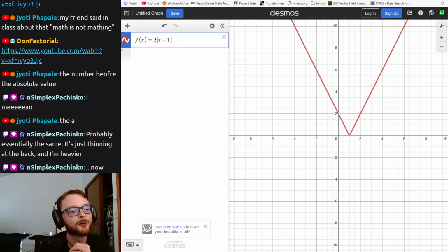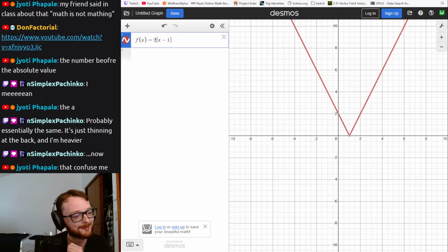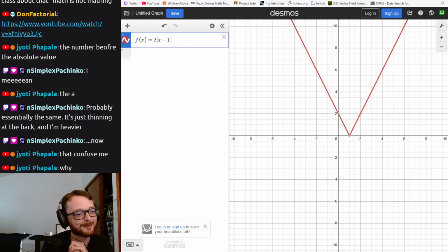Thinning at the back? Oh, okay, fair. And why?